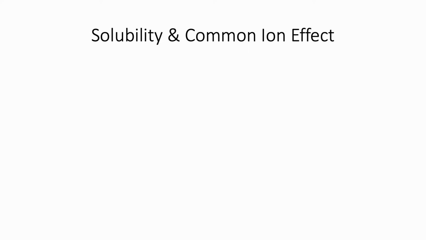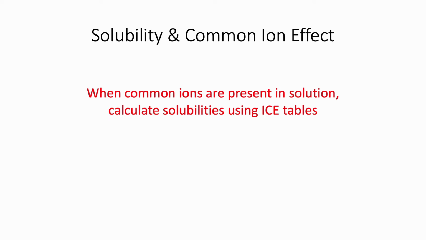It still works exactly the same way, in which you have something that you're trying to dissolve that has a cation and an anion, but then there's something else in solution that is either the cation or the anion. We treat this exactly the same way that we did when we were doing common ion effects in acids and bases, which is to use an ICE table and add those starting concentrations to the ICE table.